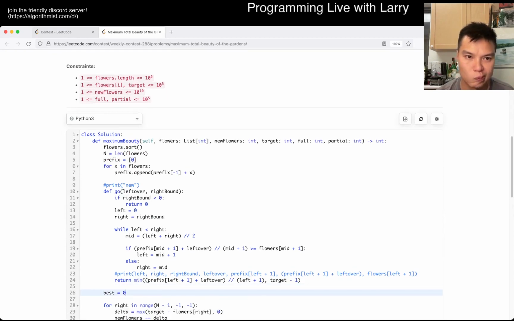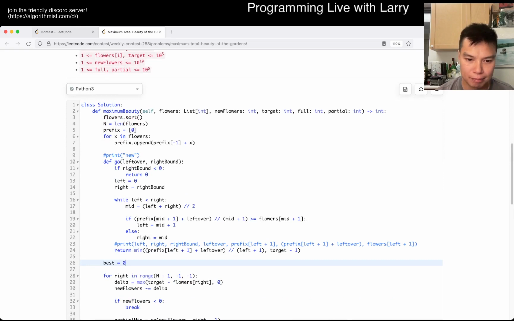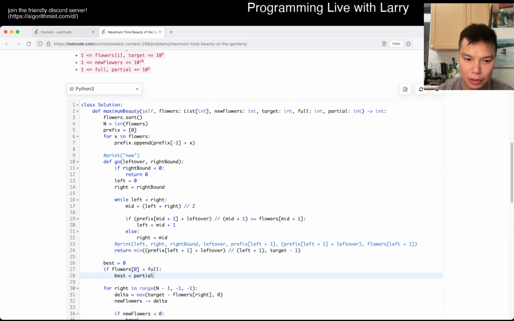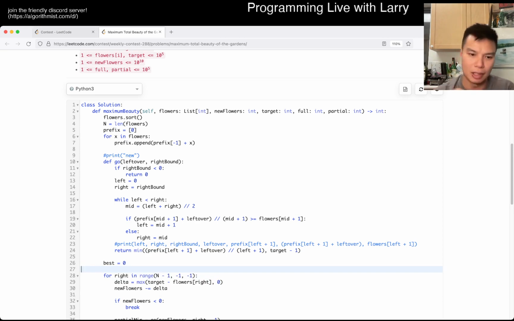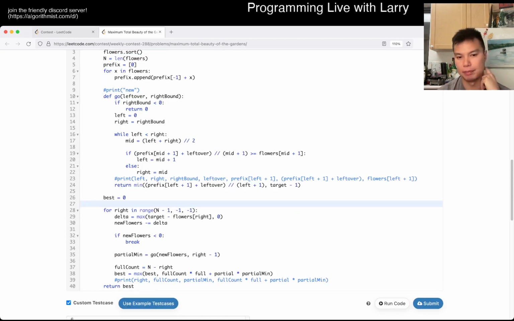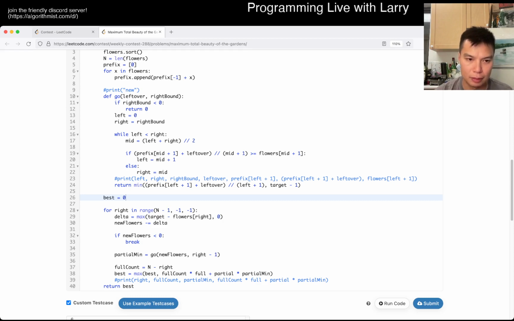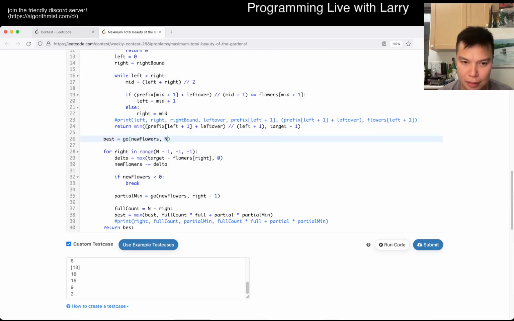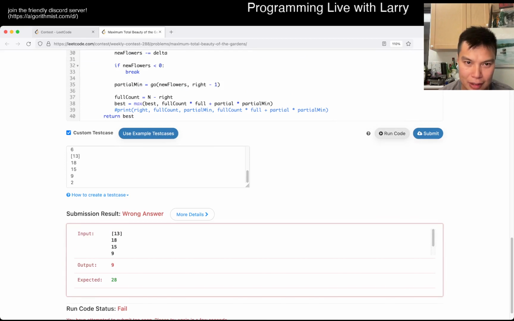This is equal to... if the sort of the smallest flower is less than 4, then best is equal to partial times... No, you still want to fill it up. I think that's why. So okay. So here we have go new flowers. Right. I think maybe that's good enough. Maybe not. N minus 1 maybe. Yeah, N minus 1.